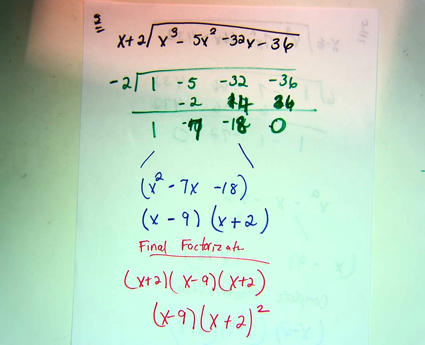So all right, going by our rules, the first term, bring it down. So now we got -2 times 1, that gives you -2. Combine your like terms, that's -7. -2 times -7 is +14. Combine your like terms, that's still -18. -2 times -18 is +36. Combine like terms, your remainder is 0. So because this last column is a 0, we know that x plus 2 is a factor.